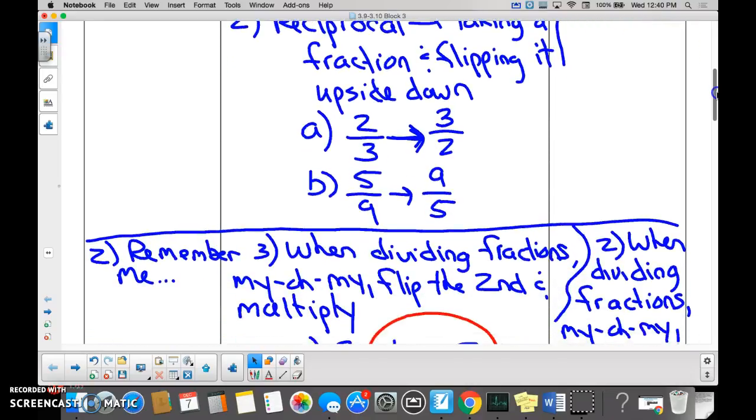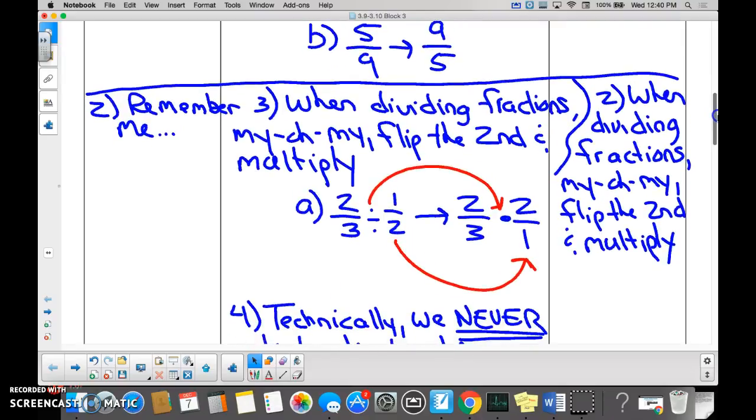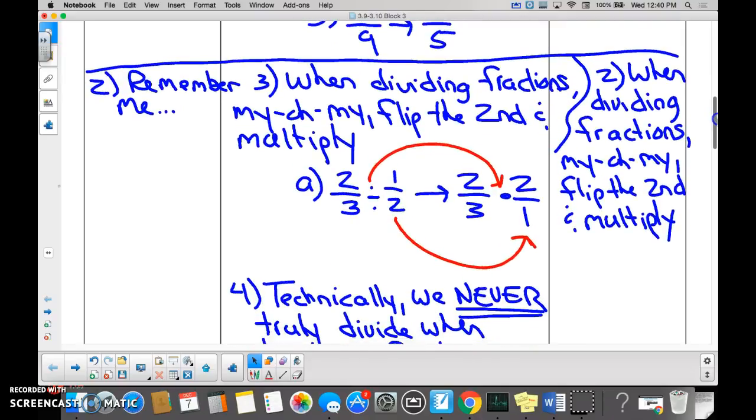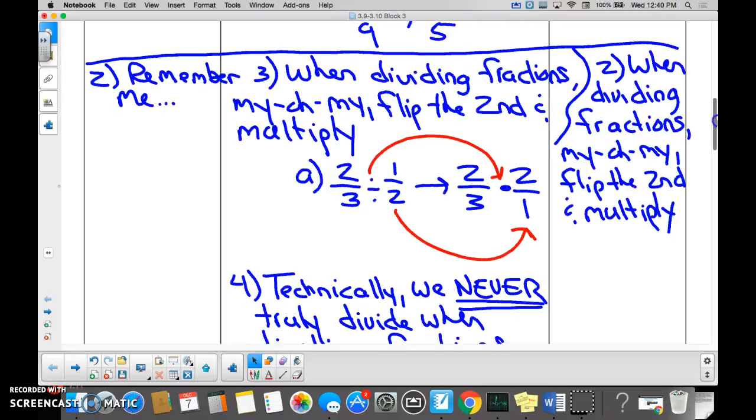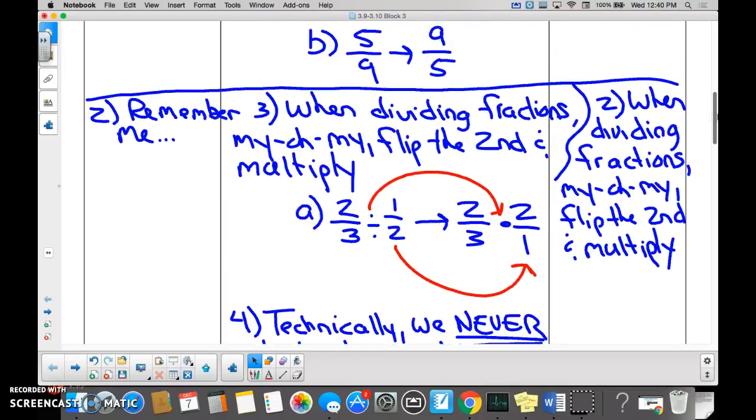Remember me. When dividing fractions, my, flip the second and multiply. On the count of 3, let's say it together. 1, 2, 3. Dividing fractions, my, flip the second and multiply. So our example is 2/3 divided by 1/2. By the time you are done flipping the second fraction and multiplying, you're no longer even dealing with division. There's not even a division sign in sight.